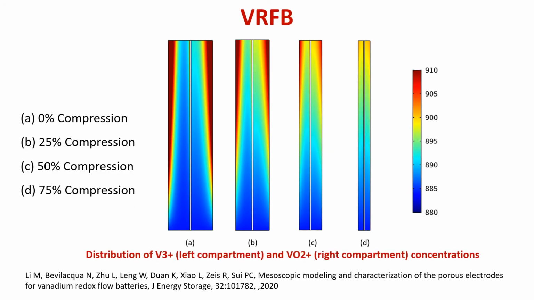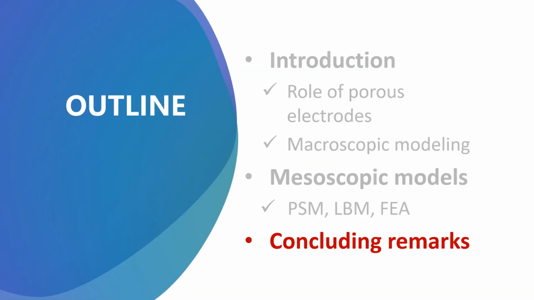Here is another example for a VRFB model when effective transport properties are applied. One can see that distributions in the flow channel vary for different levels of compression on the carbon felt shown earlier. I hope so far I have made my points clear and you have understood how mesoscopic modeling can be done and how we could enhance the validity of the macroscopic models by these mesoscopic models.